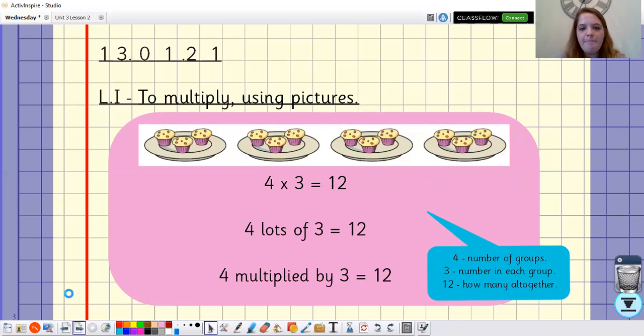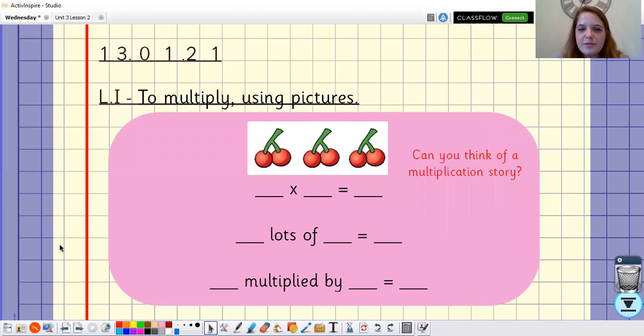Okay, let's try another one. Okay, so this time we've got some cherries. I want you to look at how many groups we have and how many in each group. And I want you to write a multiplication number sentence, look at how many lots of there are, and something multiplied by something. Pause the video here and have a go at answering those 3 sentences.